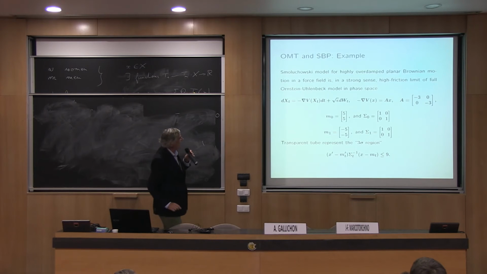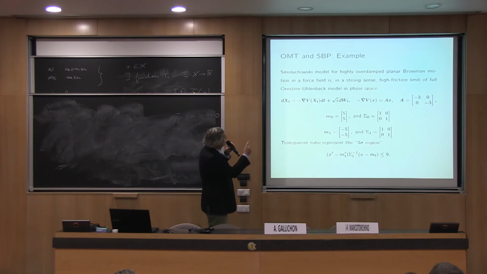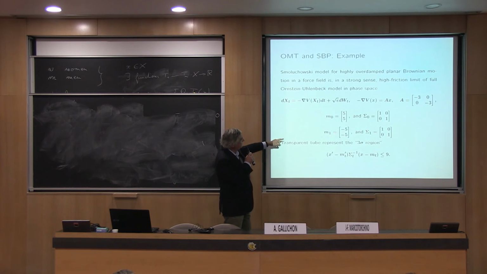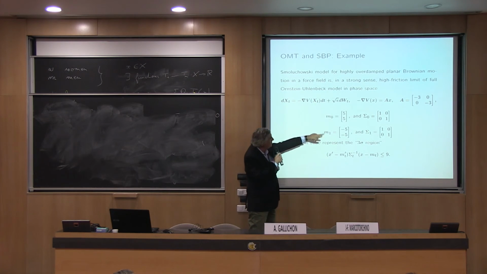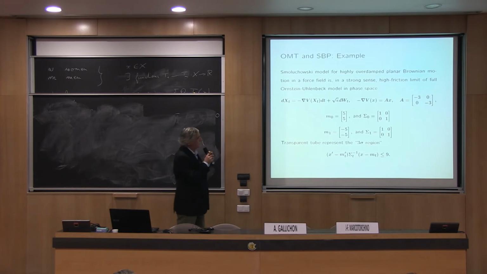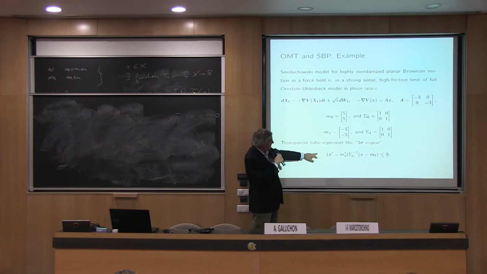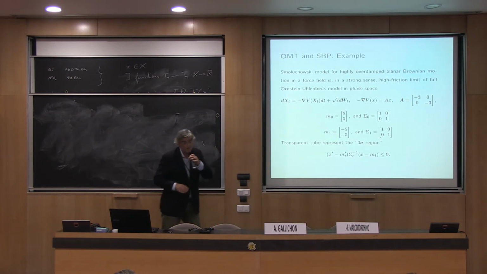Let me just give you one example. For instance, the Smoluchowski model for a planar Brownian motion. We know it's a good model in an overdamped situation, so we have a quadratic potential, so everything will be linear. We are in a Gaussian world. Suppose we only want to shift the mean. We keep the same covariance. So what I'm going to show you, you will see a transparent tube, which represents the 3 sigma region.